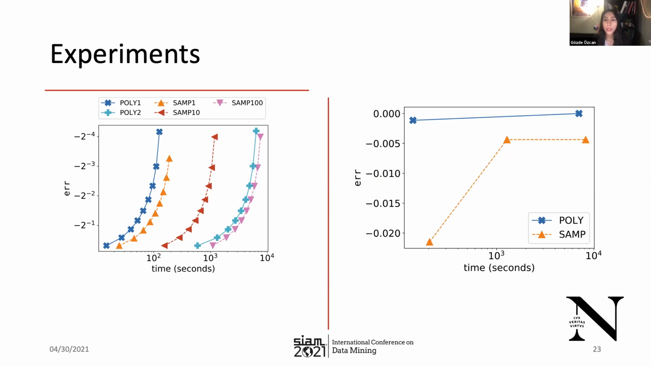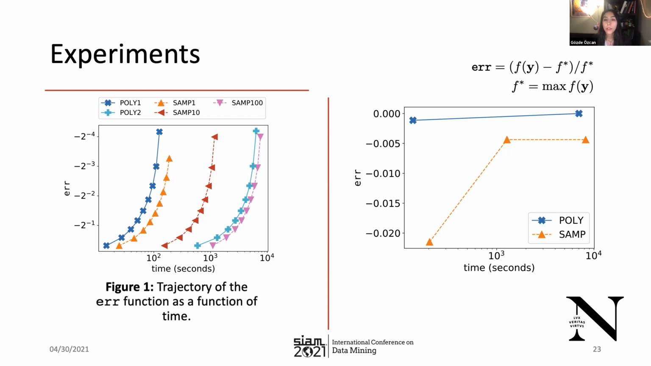We execute the continuous greedy algorithm with sampling and polynomial estimators over different problem instances and graphs. Here, I'll show the results of one of our experiments. We conduct this experiment on a synthetic dataset for an influence maximization problem. We measure the performance of different estimators with an error metric we define as follows. In Figure 1, we plot the trajectory of this error as a function of time. Each line in this plot represents the trajectory of a different estimator. Dark and light blue lines represent polynomial estimators with degrees 1 and 2. Orange, red, and pink lines represent the sampling estimators with the number of samples 1, 10, and 100.